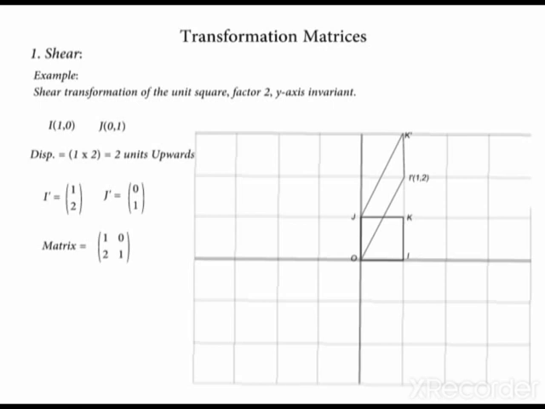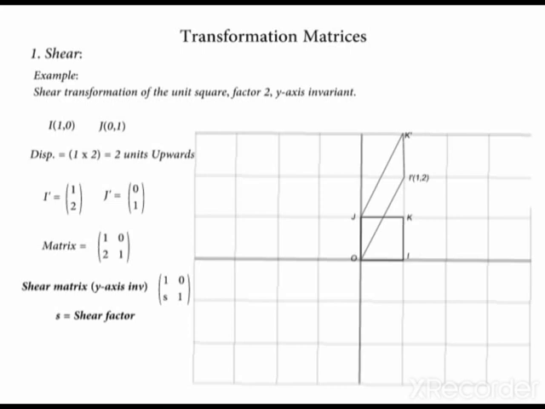If the scale factor was 3, the shear matrix with y-axis invariant would be 1, 0, 3, 1. So in general, the bottom 0 of the identity matrix is replaced by the scale factor when the y-axis is invariant. And so the shear matrix with y-axis invariant is 1, 0, S, 1, where S is the shear factor.